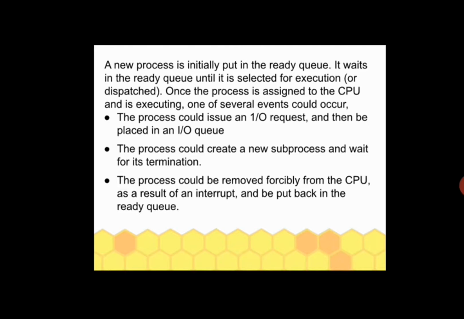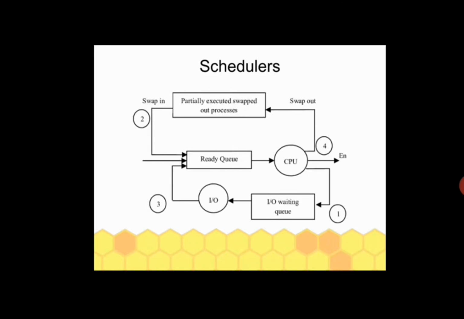The next thing is, a process could be removed forcibly from the CPU as a result of an interrupt and be put back in the ready queue. So there are some examples where the ongoing processes are interrupted and kept in a ready queue. If some important thing comes into picture, or some calls are coming, or high priority processes are coming into picture, the ongoing thing can be interrupted. That can be kept in a ready queue. Once the priority job is finished, then you are coming back to the older process. That is the meaning.